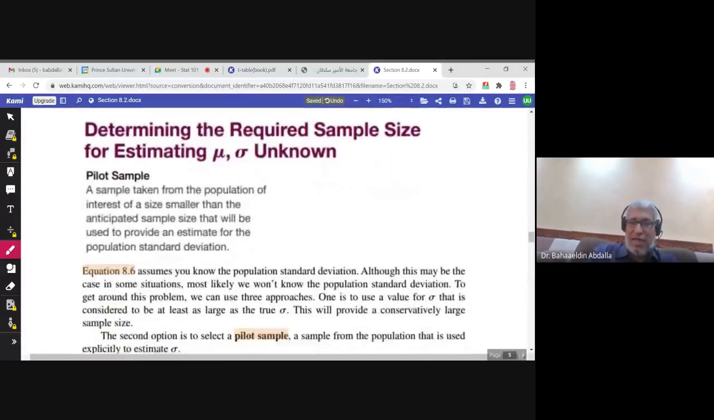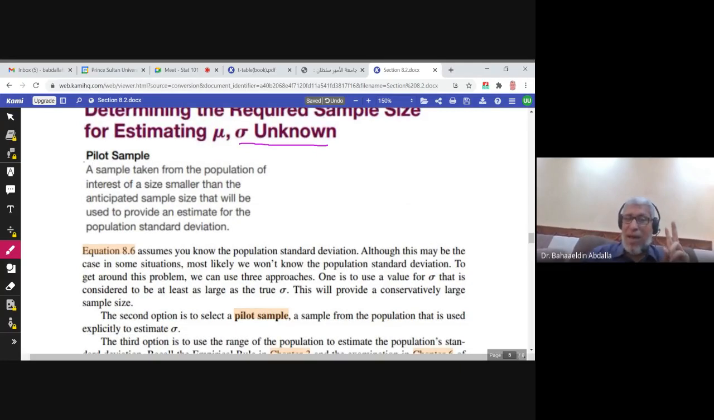Now, the second point would be if sigma is unknown. Please pay attention here. Sigma is not given in the question. If sigma is not given in the question, you have two choices. The first choice is to choose a pilot sample.